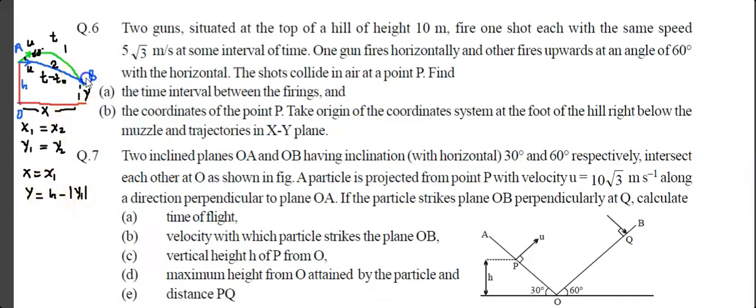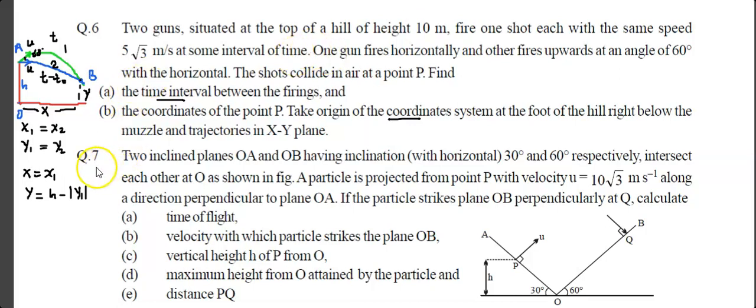So that will be the coordinate of this point where they are going to hit. So the coordinate you are able to find, and the time interval you can find from this calculation. I hope this helps you to find the two unknown quantities.